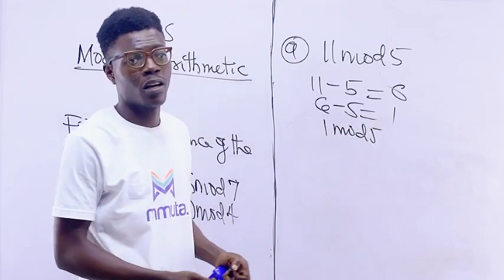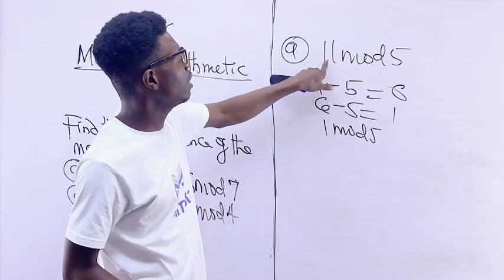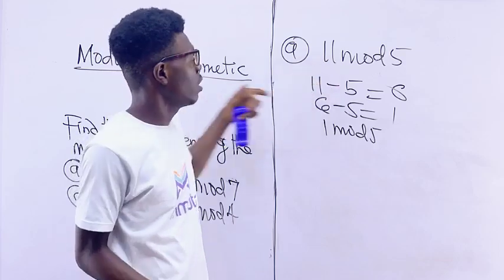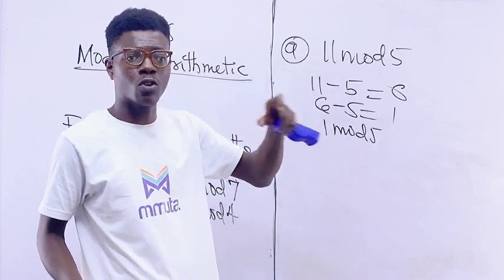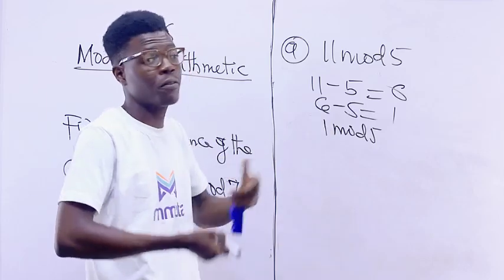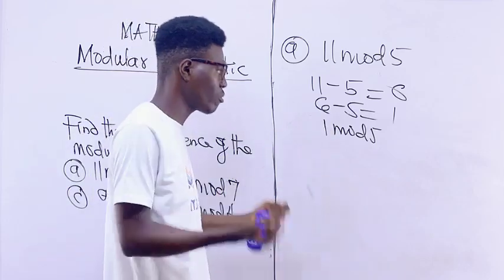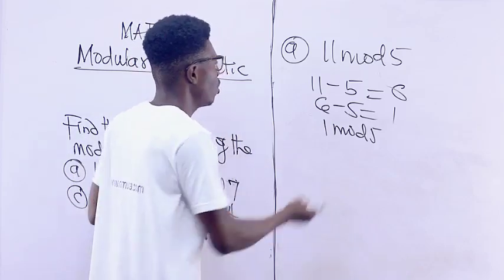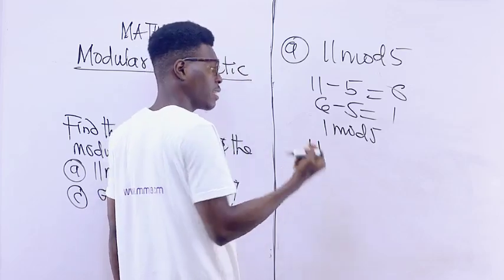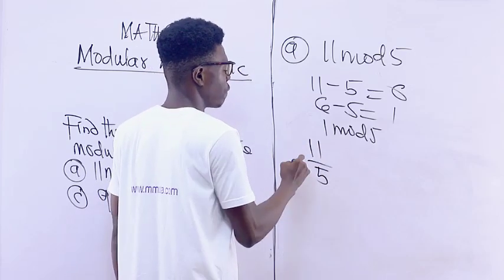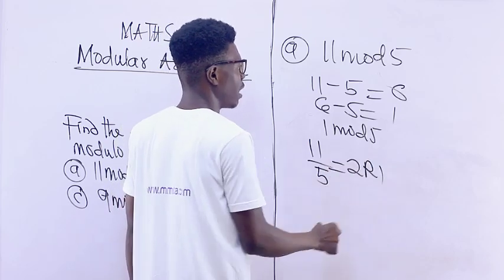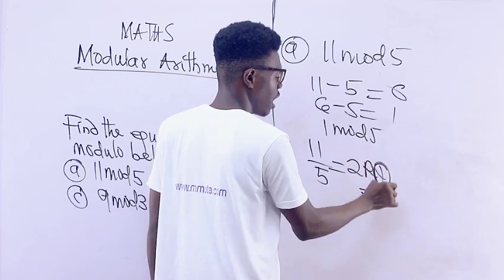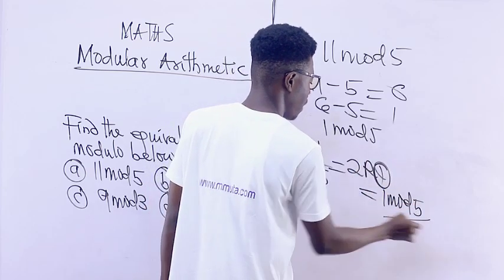But this method can be stressful, because if you are dealing with a number that is large, let's say 100 or maybe 1,000 or maybe 5,000, taking this subtraction one after the other can be very demanding and stressful. That is why we use division. And of course, division is repeated subtraction. So what do you do in this case? The second method, you say 11 divided by 5 is going to give 2 remainder 1. That means the equivalence of this becomes, you remember you are picking the remainder, you now have 1 in mod 5.